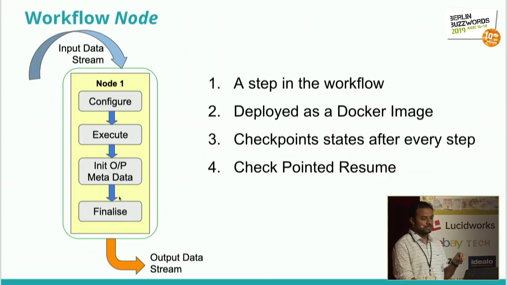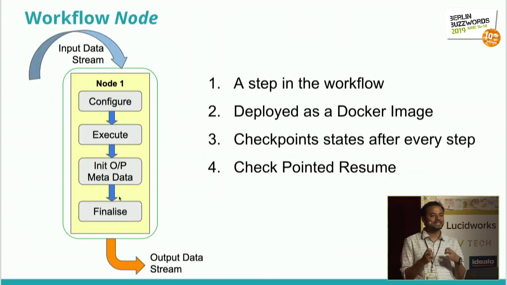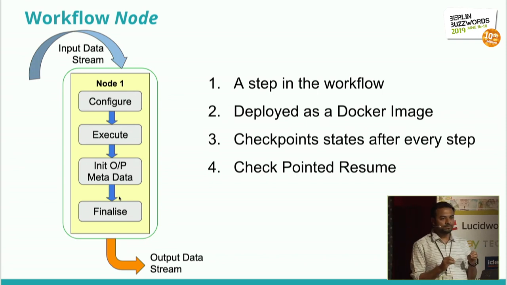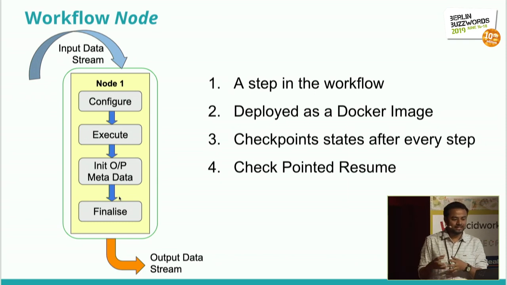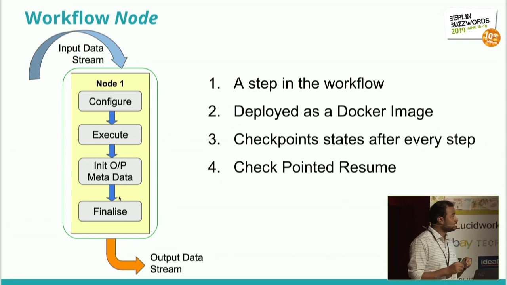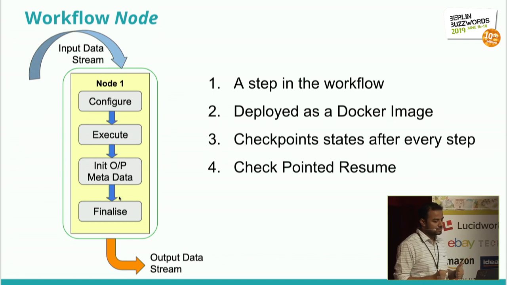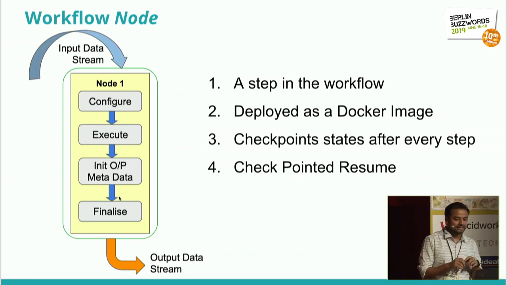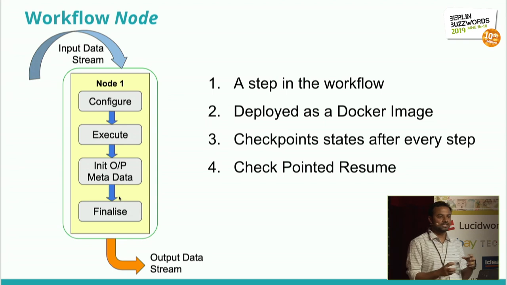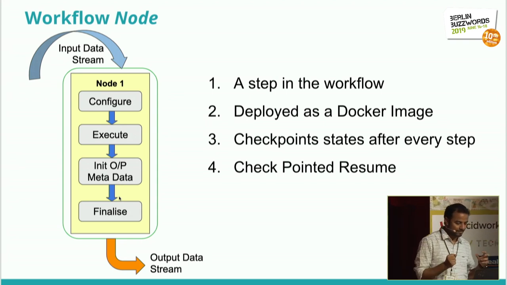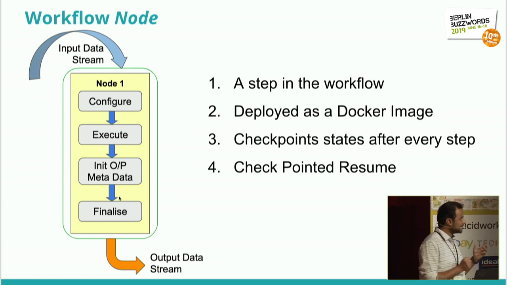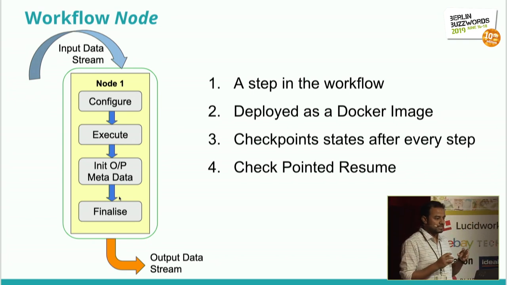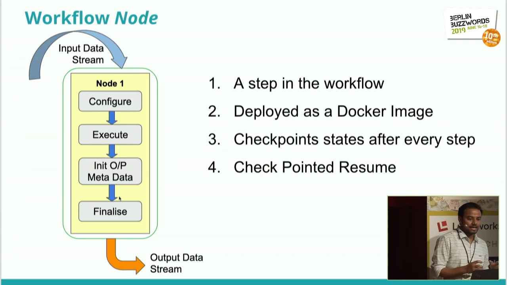Starting off, a node can be seen as the most basic entity in the workflow. Every node contains a special business logic that is applied on a finite stream of data it receives. A node consists of four logical steps internally. First, configure takes care of converting the configurations it receives into a finite stream of data and passes it on to the execute step. Execute has the business logic which is to be applied on this data.